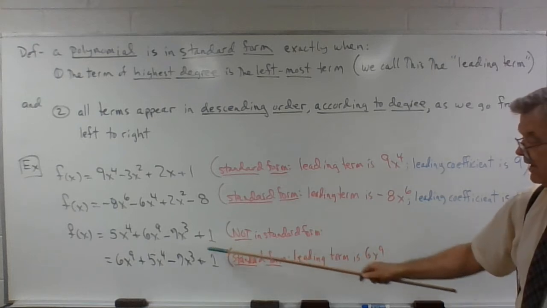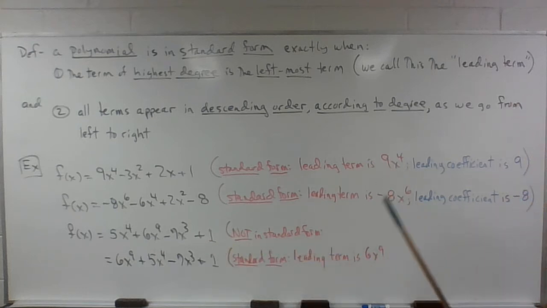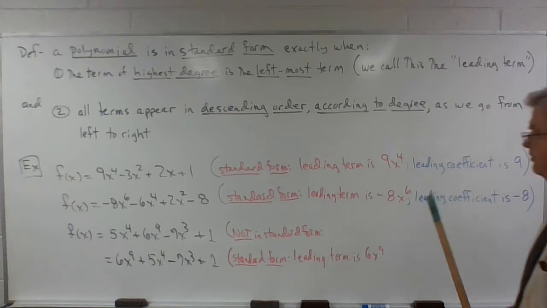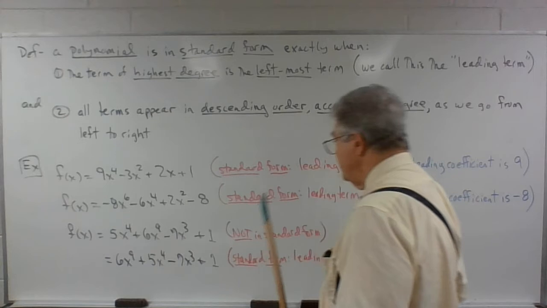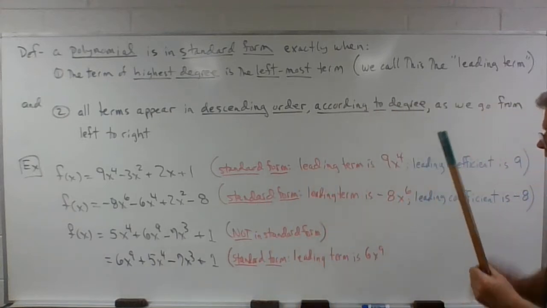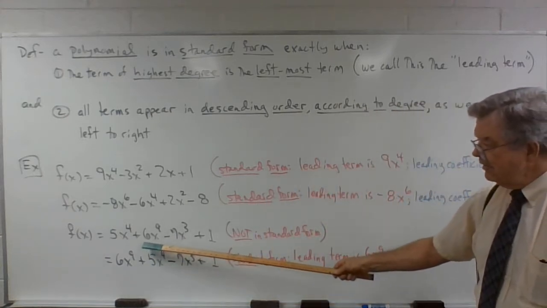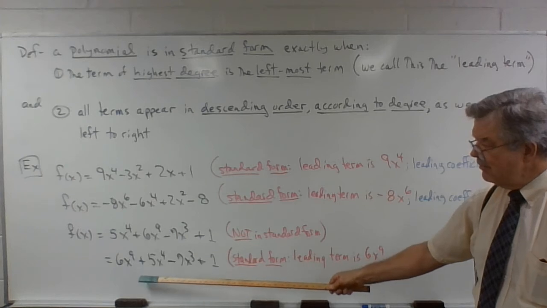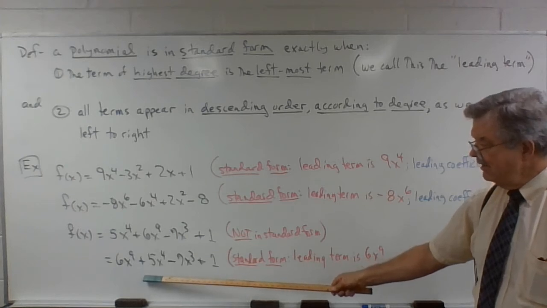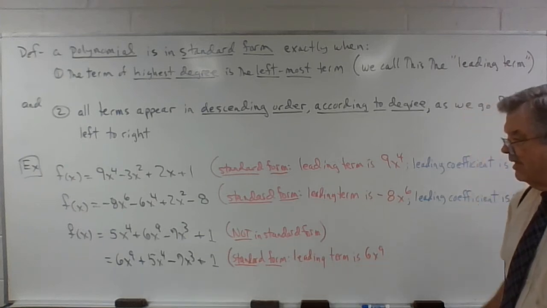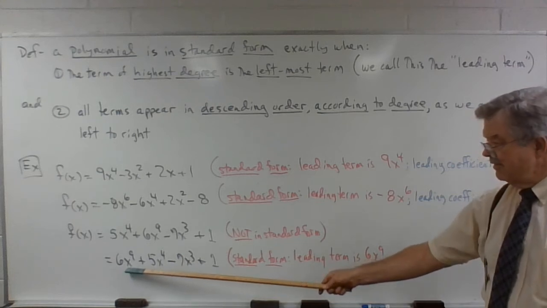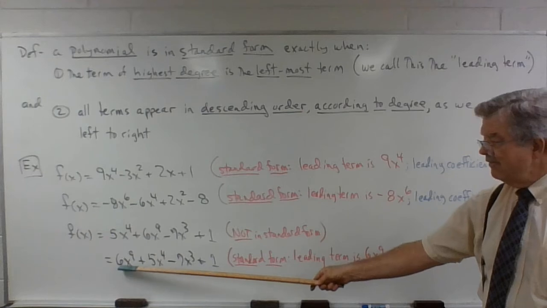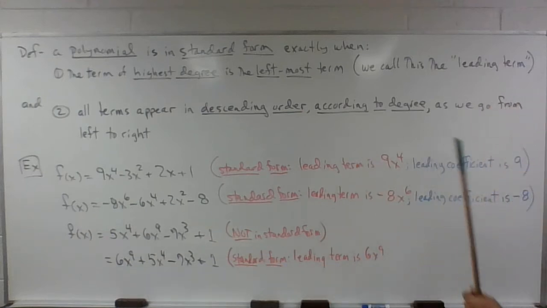This one is not in standard form. I can close the parentheses on that one. On the line below, I took this polynomial and rewrote it in standard form. So this is the leading term, 6x to the 9th, and the leading coefficient is 6.